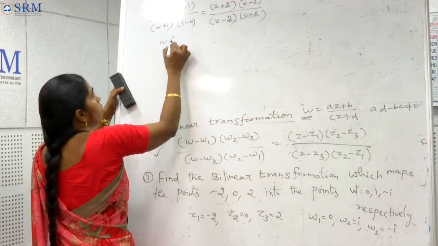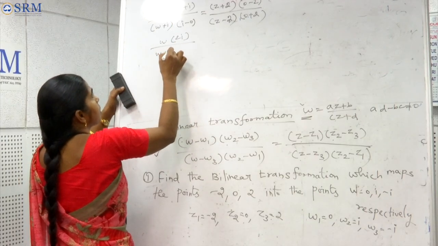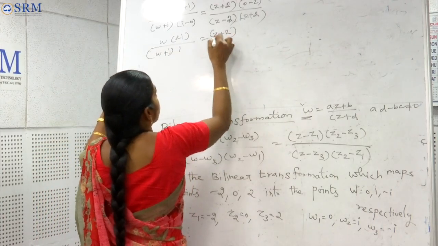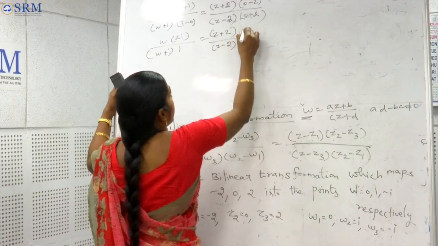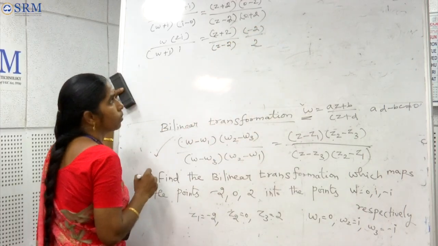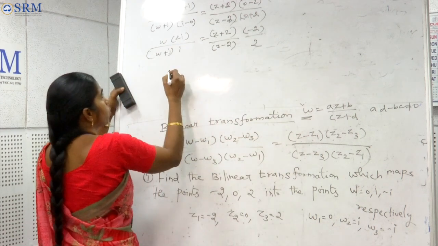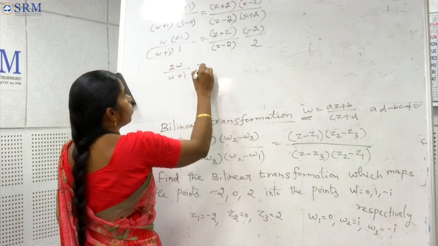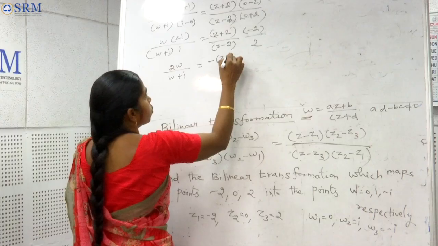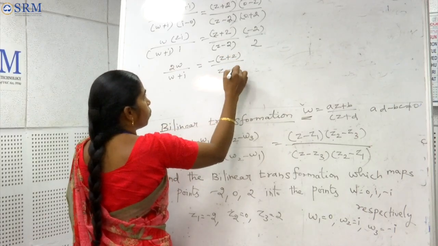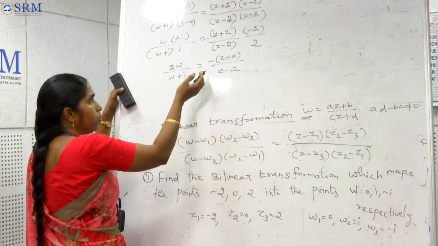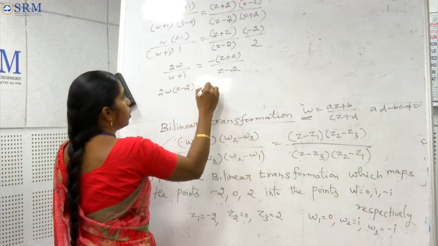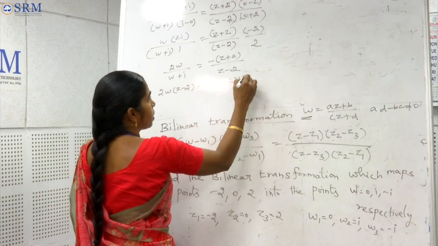So W times 2i divided by (W plus i) times i is equal to (Z plus 2) times minus 2 divided by (Z minus 2) times 2. Cancel the 2 and the i, so 2W divided by (W plus i) is equal to minus (Z plus 2) divided by (Z minus 2). Now cross multiply: 2W(Z minus 2) is equal to minus (Z plus 2)(W plus i).